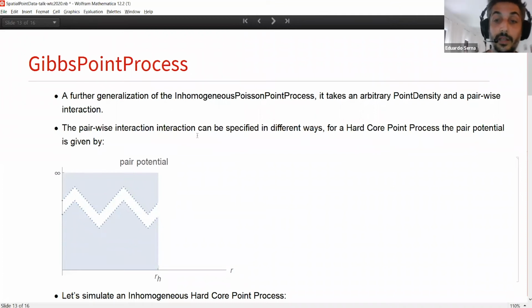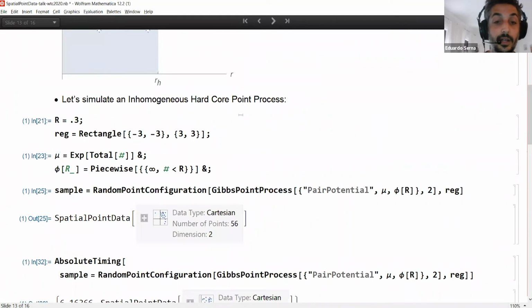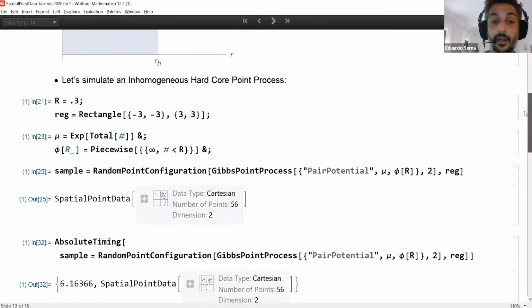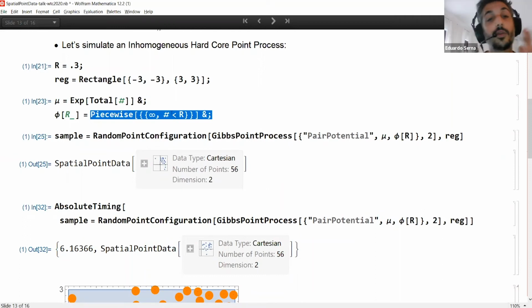For instance, let's give the pair potential of the hardcore point process, but instead of the constant density hardcore point process, we're going to give it a varying density. So let's simulate a hardcore point process. This is the pair potential of a hardcore point process. It's infinity if the distance is smaller than a radius.